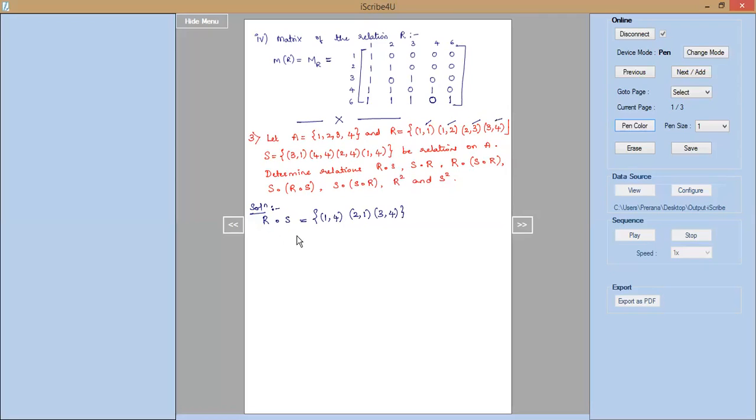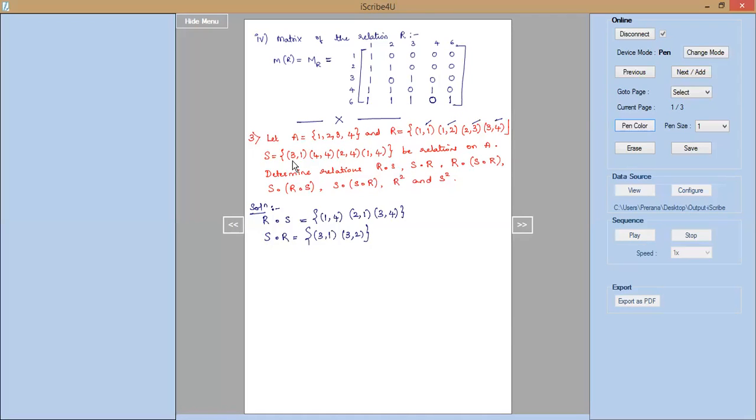Now let us see S composition R. First you have to look into the relation S and then followed by relation R. S composition R we want to know, that's why. So (3, 1) belongs to S. Starting with 1 we have (1, 1) and (1, 2). So (3, 1) belongs to S composition R and (3, 2) belongs to S composition R.